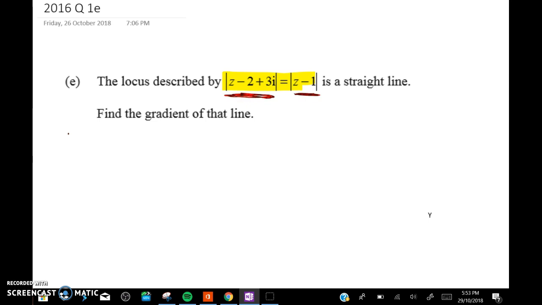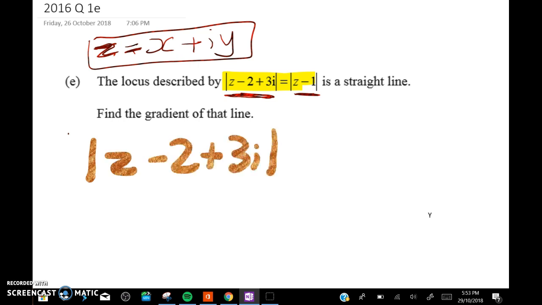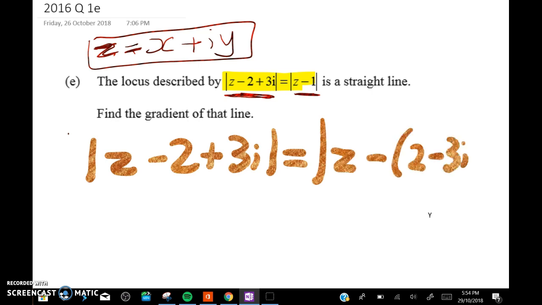If you're doing level 3 and you're finding loci problems quite hard, you're probably going to want to use an algebraic method and substitute in z equals x plus iy. This is the method for loci questions that always works, right? We just say, let z be some general complex number and then figure out what values it has to satisfy. But looking at this, a nicer way to do it is to say, well, what is this left-hand side? Well, we've got z minus 2 plus 3i. We can write that as z minus 2 minus 3i.